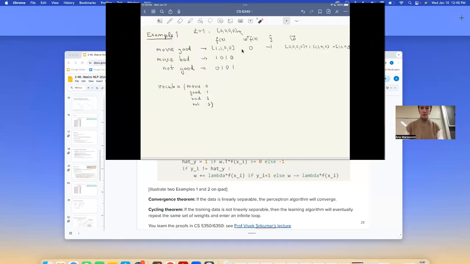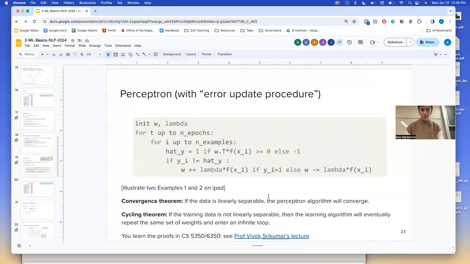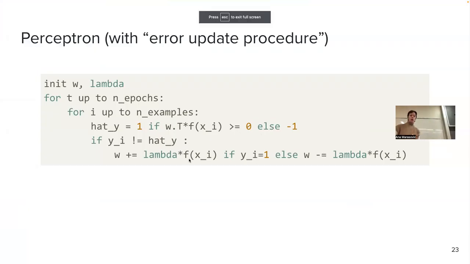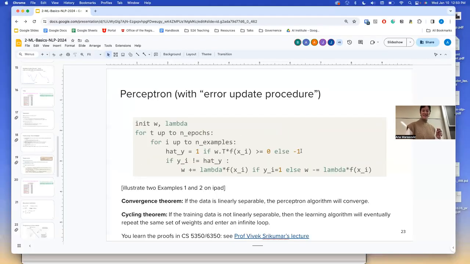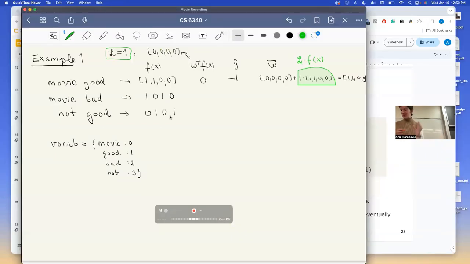Now I wish I had that split thing. I don't know how to make it. All right, I just want to remind you of the rule.